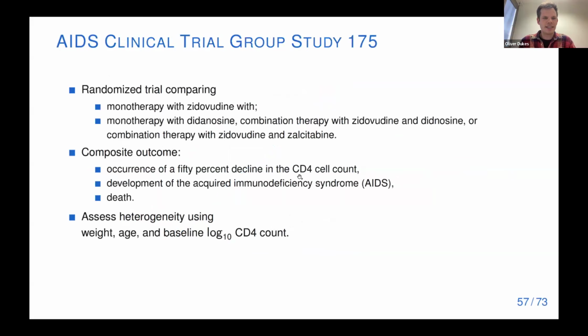Okay, so a data example. This is a study comparing two treatments for HIV in a randomized trial. We used a composite outcome, including occurrence of a 50% decline in CD4 cell count, development of AIDS or death. And we assessed heterogeneity using 3 of the covariates that were collected in the study. In theory, we could have also done this together, but we did separate tests for each of the covariates as well.